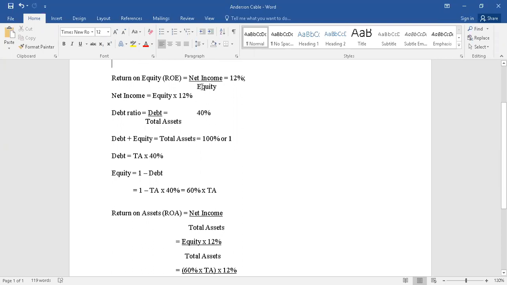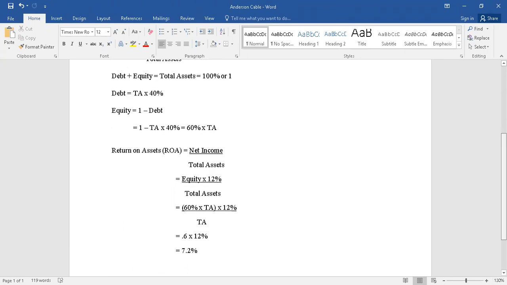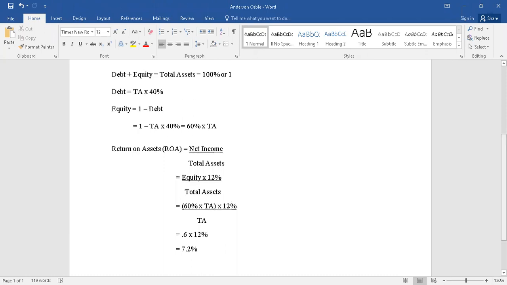So net income, when we have converted that would be equity into 12%. Then equity again in terms of total assets, because in the denominator we have total assets. In terms of total assets, it is 60% of total assets. So when we substitute those values in the equation net income by total assets, we arrive at this answer called 7.2%. I hope this is clear.